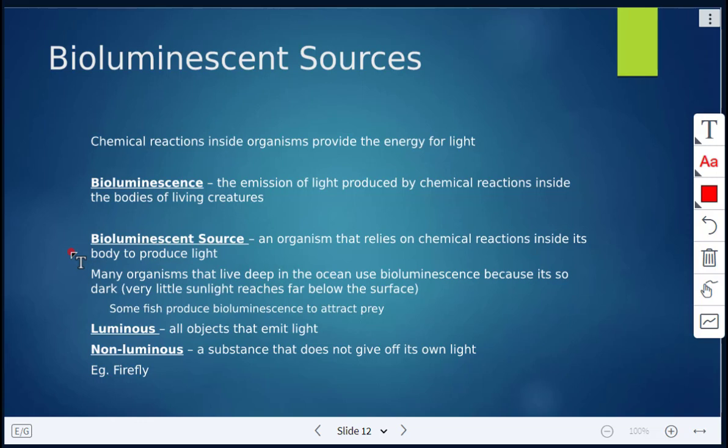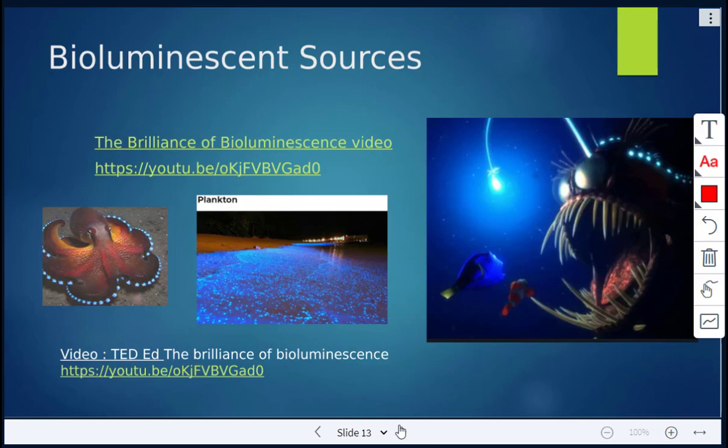Two terms here that you do need to know are luminous versus non-luminous. Luminous is all objects that emit light, and non-luminous is a substance that does not give off its own light. Another example of an organism that can emit light would be a firefly. All right, so I do have a couple of videos here to show for bioluminescence.